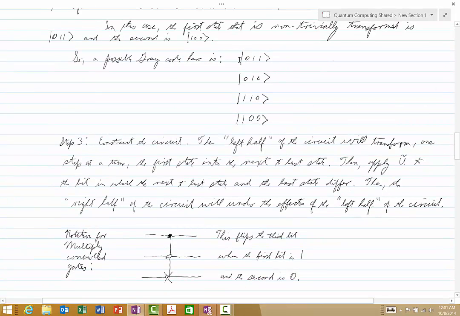G1 takes us from this state to this state. G2 takes us from this state to this state. This is our next to last state, so we stop at that point.